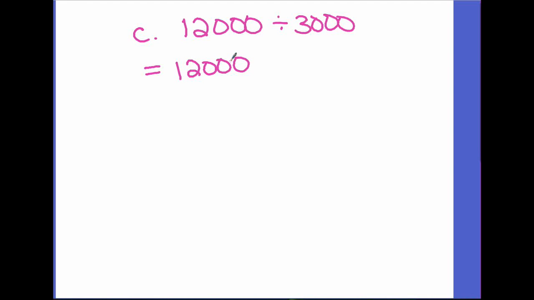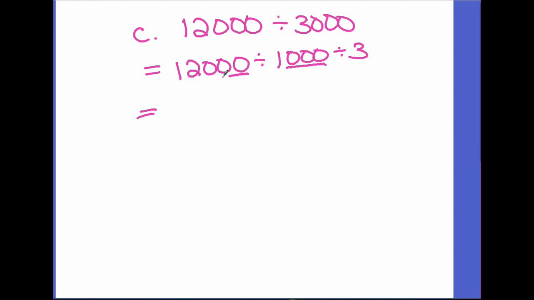So let's try the next one. C. 12,000 divided by 3,000 is the same as 12,000 divided by what? Mandy? 1,000 and, okay. Now remember, it's also the same as, you're going to look at the zeros in 1,000. How many zeros do I have? 3.